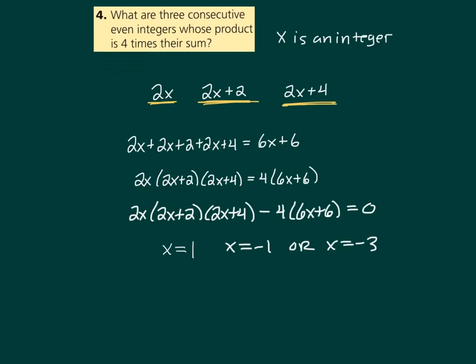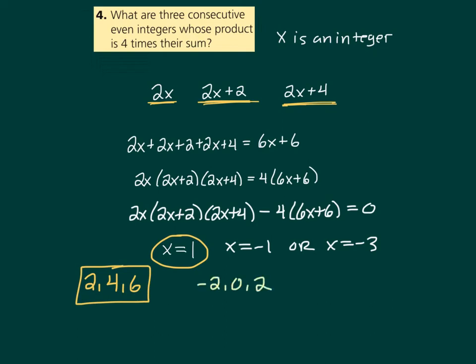If you plug all of those in, if I plug in 1, I get 2, 4, 6. And if you check this, the product is 4 times the sum. 2 times 4 times 6 is 48. 2 plus 4 plus 6 is 12, and 48 is 4 times 12. So this one works. If I plug in -1, I get -2, 0, 2. The product here is 0. The sum here is also 0. And you could say that 0 is 4 times 0.